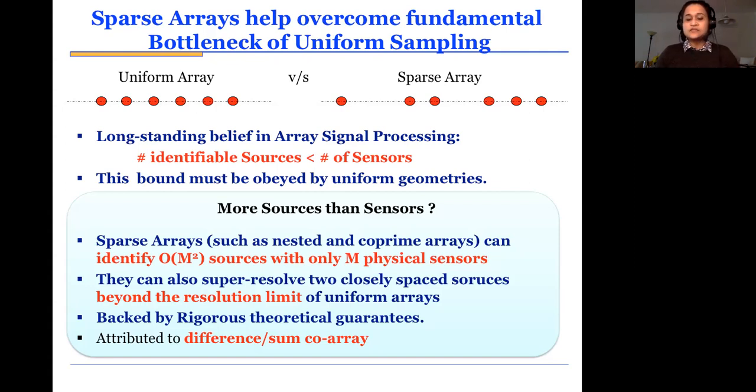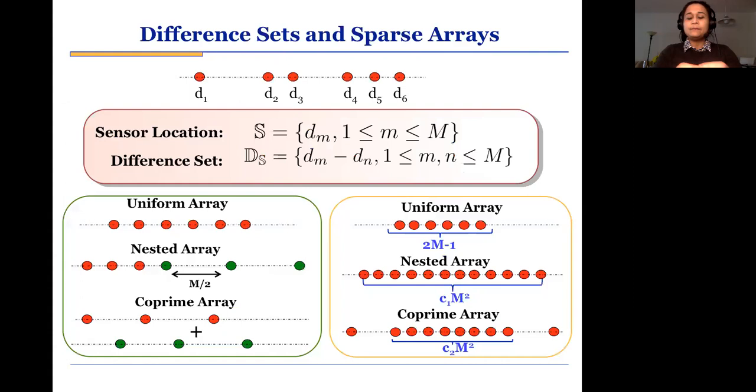Why does this happen? This happens because of a very interesting property of how sensor arrays actually perform source localization. What I have shown is that when you do source localization using sensor arrays, what matters is not where the sensors are located. Well, they matter, but they matter through something called the difference set. Okay, what is the difference set?